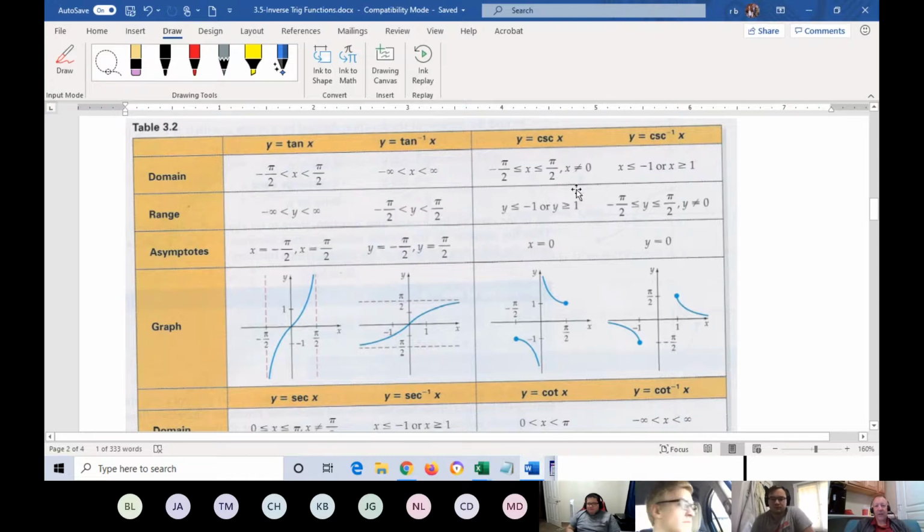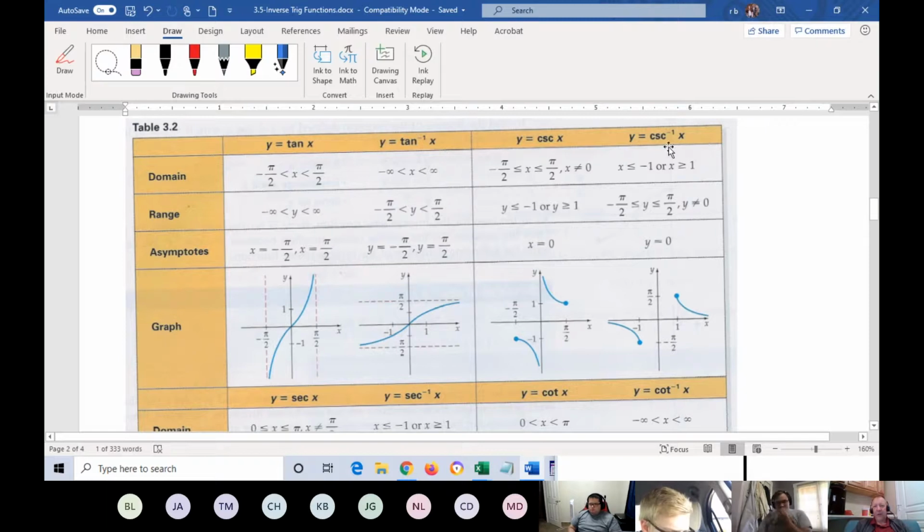Works as well with the cosecant, as long as your x is between negative pi halves and pi halves, of course, x cannot equal 0 now. I wish they'd draw the asymptote here. If I ask you to draw the cosecant of x, you should be drawing an asymptote at x equals 0 right here. And of course, we're talking about just the one unit there.